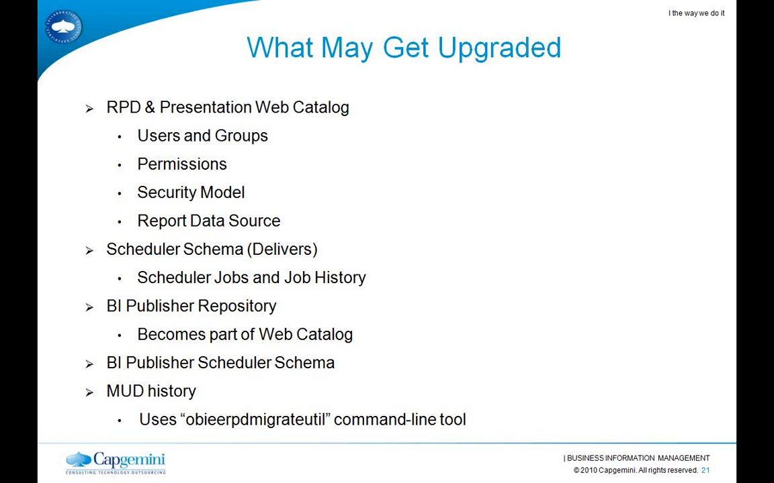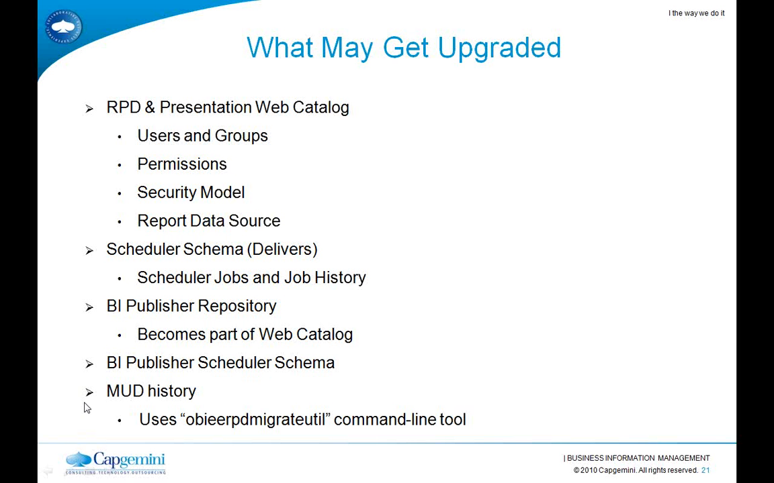This is a kind of two-step process because right now in 10G, BI Publisher basically maintains things at a file system level. And the BI Publisher objects are going to become part of the web catalog. So what the migration does in this case is it'll migrate from a 10G to an 11G file system, and then there's a second piece where you migrate the file system up into the web catalog. Then you've got the BI Publisher scheduler schema.